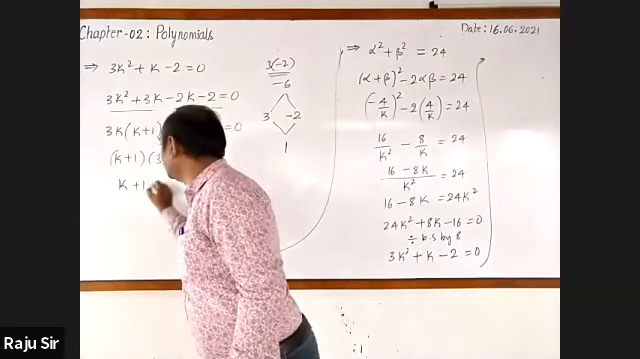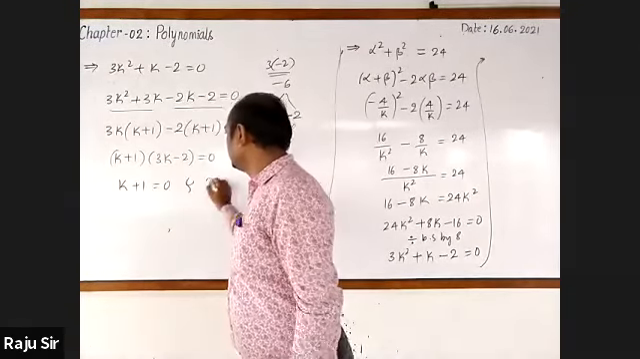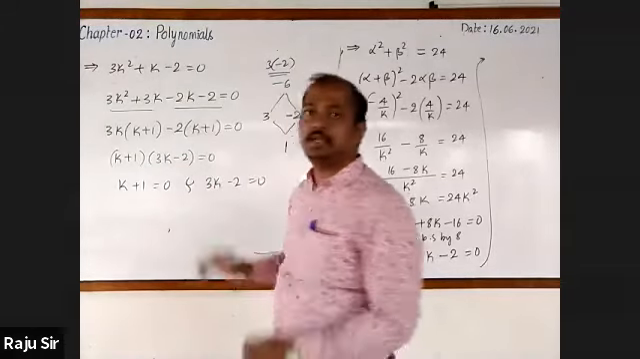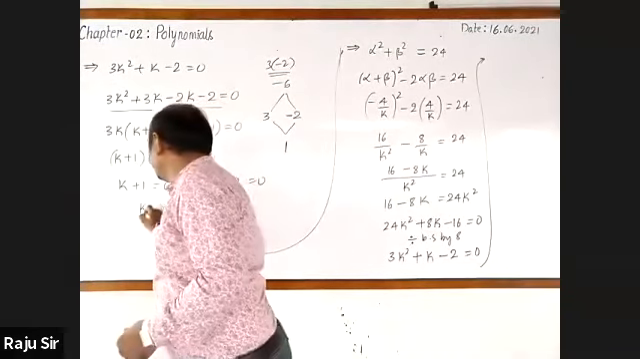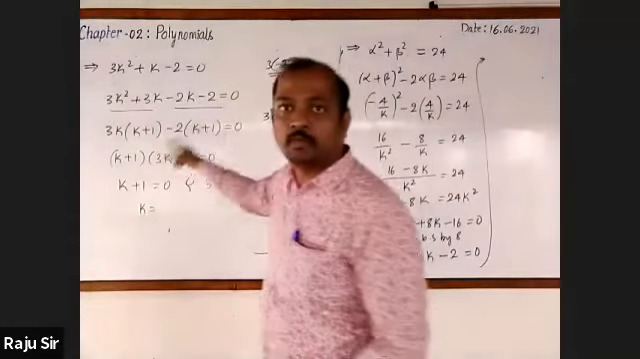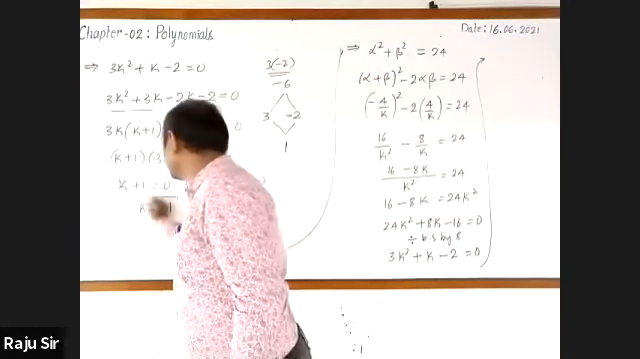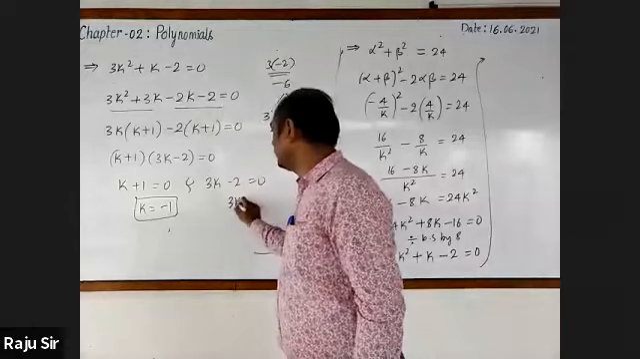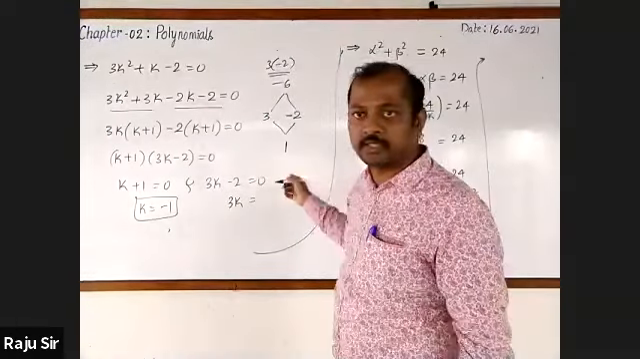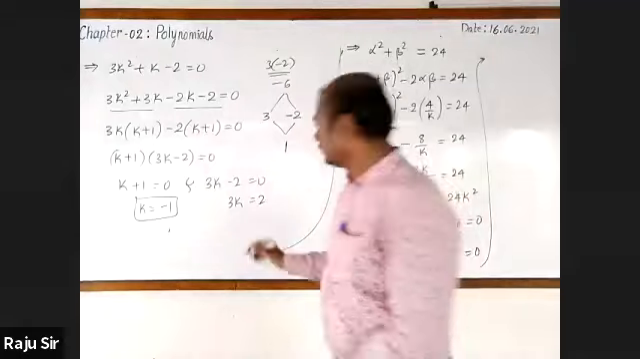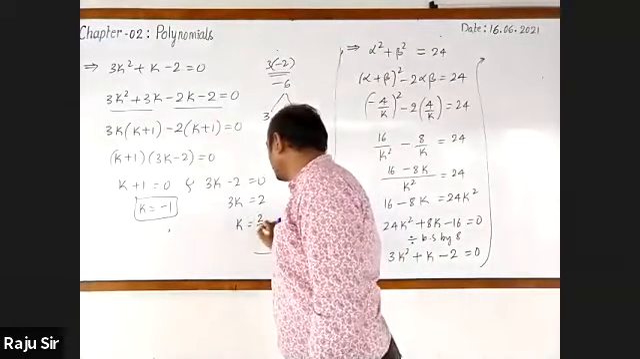Write k equals 1 minus 1 and 2 by 3. Then k plus 1 equal to 0 and 3k minus 2 equal to 0. Find k: transferring 1 to the right hand side, it becomes minus 1. And this is 3k; transferring minus 2 to the right hand side, it becomes plus 2. So k equals 2 by 3.